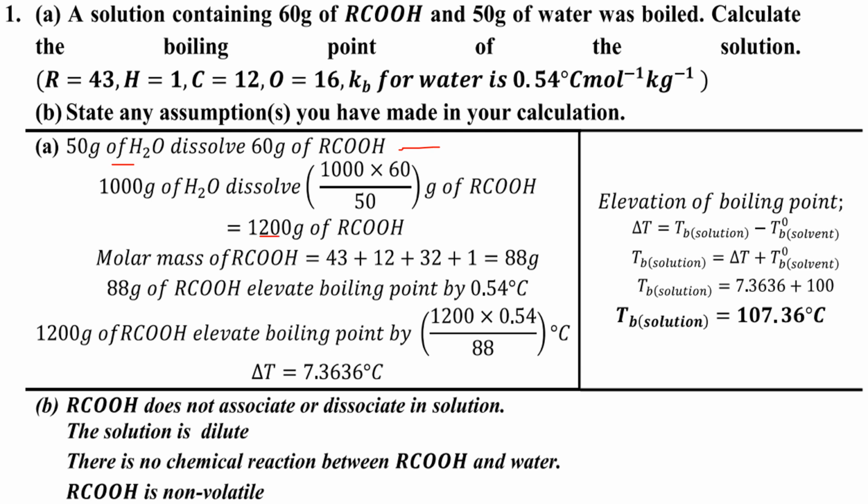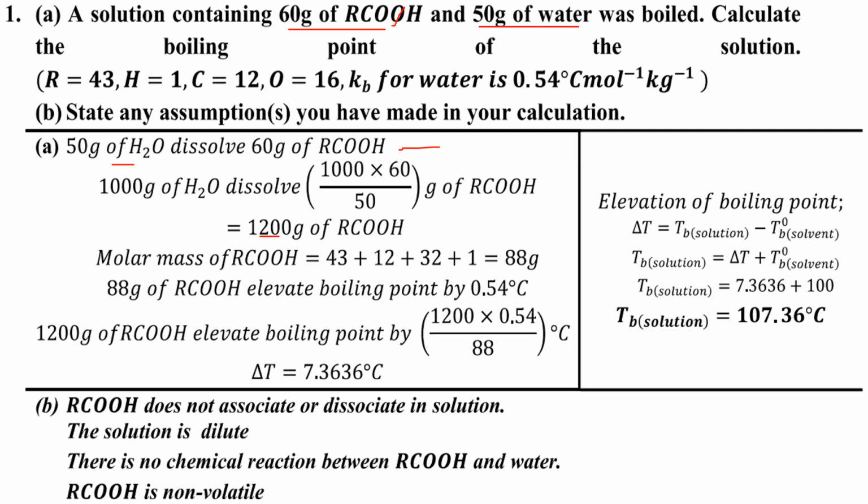So if you look at calculation number 1, they tell you that the solution is containing 60 grams of this, which is dissolved in 50 grams of water. Water is a solvent, so this is a solvent. This is going to be our solute. Now we are being prompted to calculate the boiling point of the solution containing.